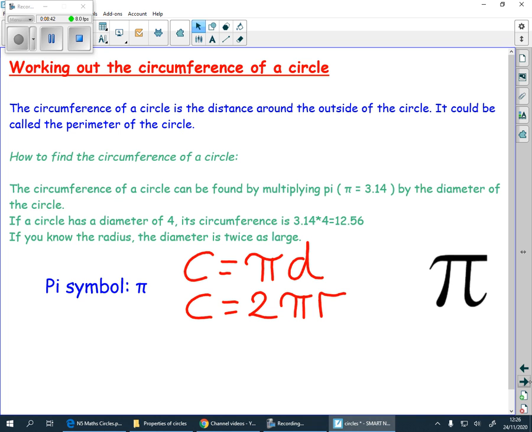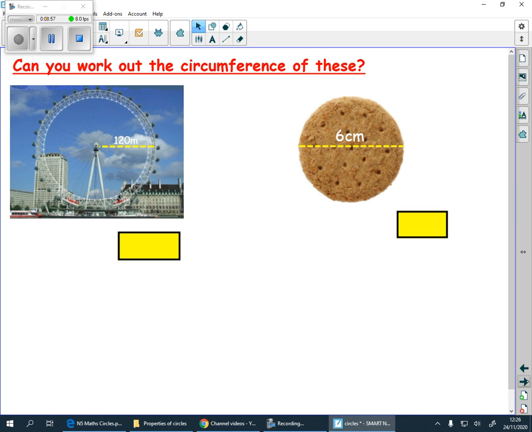If we know that its radius was 3, we would do 2 times 3 to get our number to multiply by pi. So let's have a go at this. We're dealing with circumference. In this first one here, we've been given the radius. So we're going to use C equals 2 pi r.